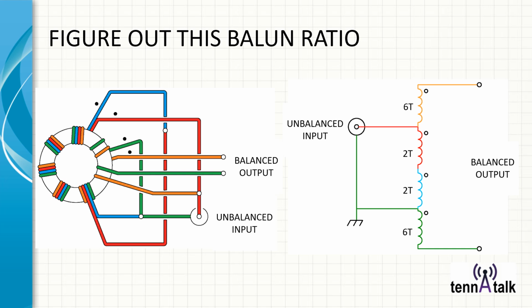Now, this balun ratio is interesting. We have 2 coils of 2 turns, and then on the outside we have 2 coils of 6 turns. So we have 4 turns on the input primary, 16 turns on the secondary, and so the impedance ratio is 16 over 4 squared, which is 4 squared, which is 16.